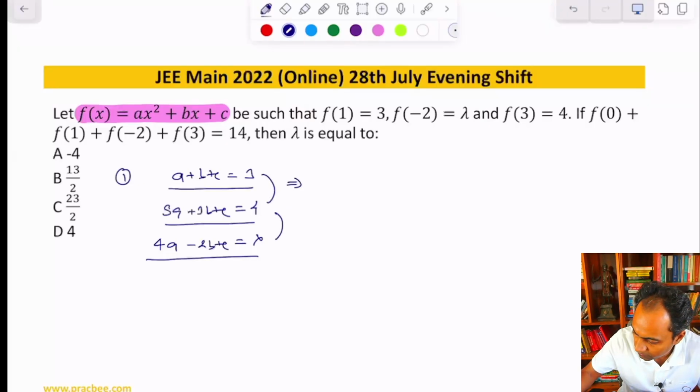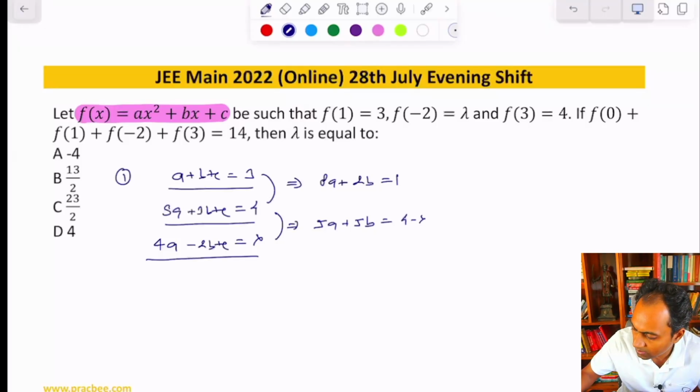If I subtract the first two, what I am going to get is 8a plus 2b will be equal to 1. And if I subtract these two, this will be 5a plus 5b is equal to 4 minus lambda.